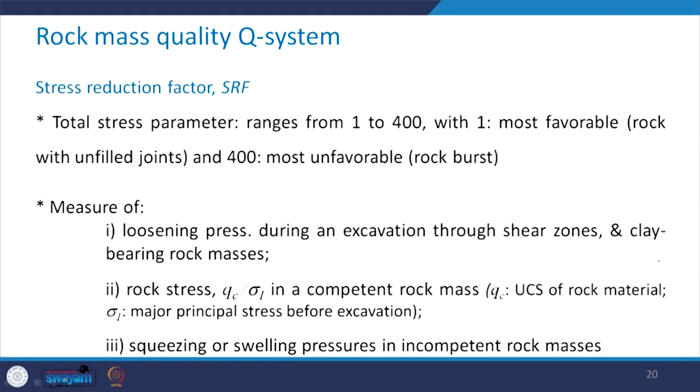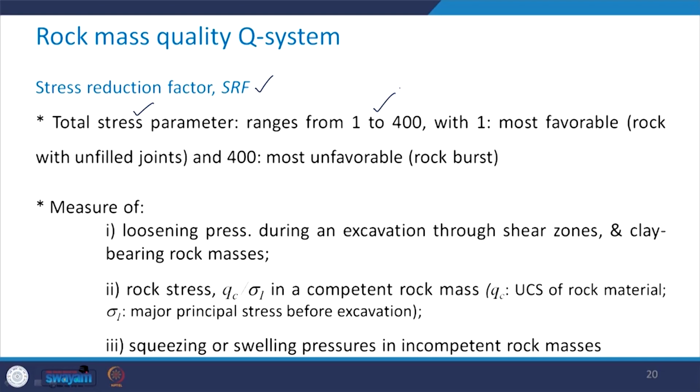The last factor which contributes towards the calculation of the Q index is the stress reduction factor, which in short is called SRF. This is the total stress parameter and it ranges from 1 to 400, with 1 being the most favorable condition and 400 being the most unfavorable condition.